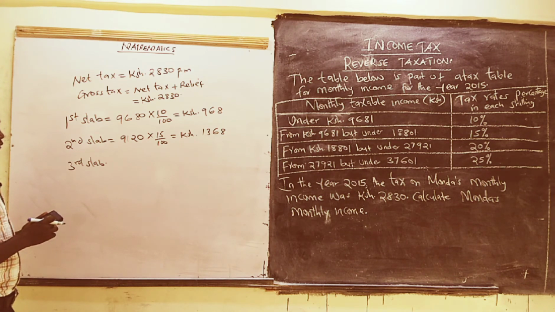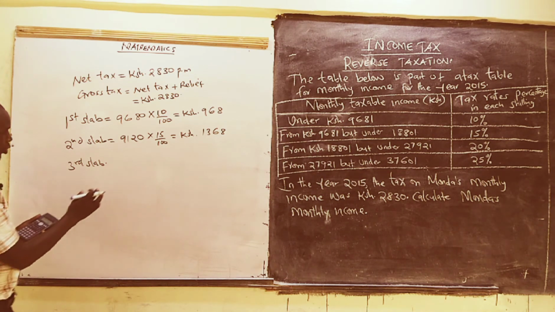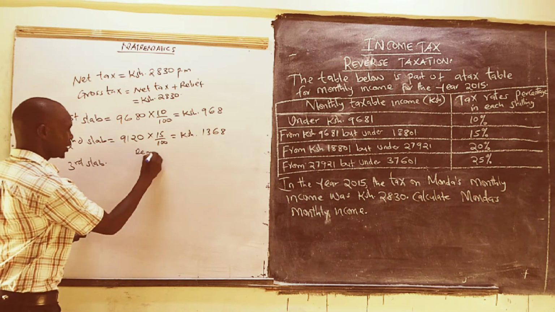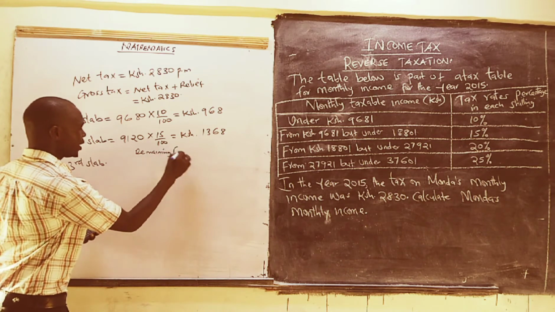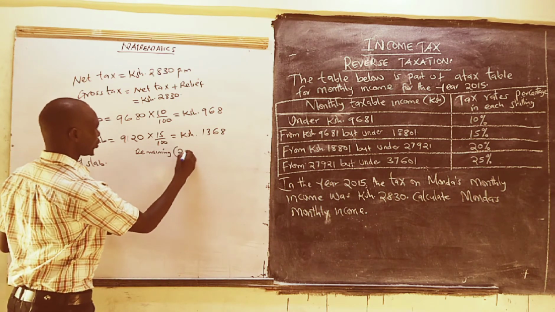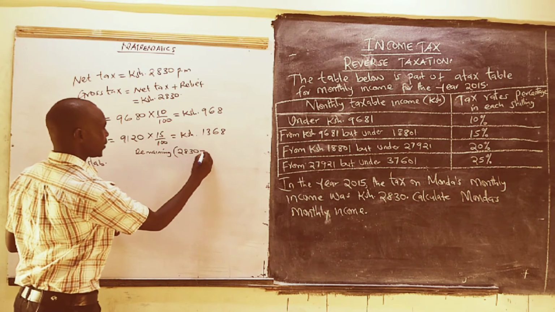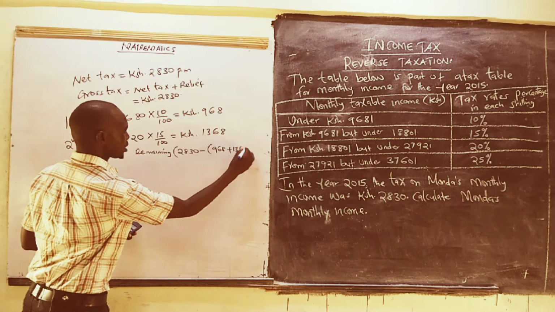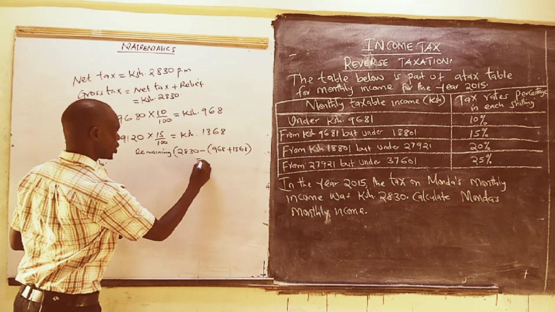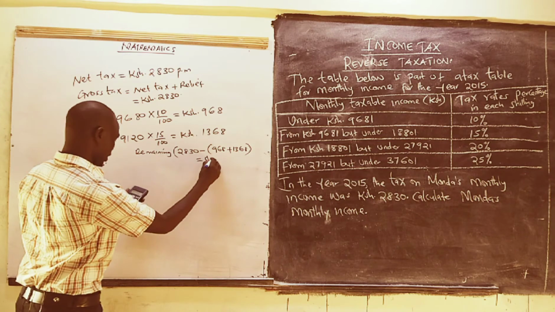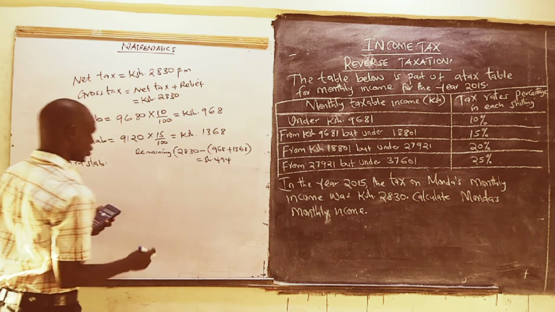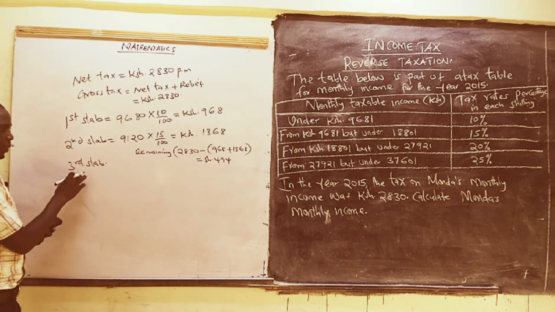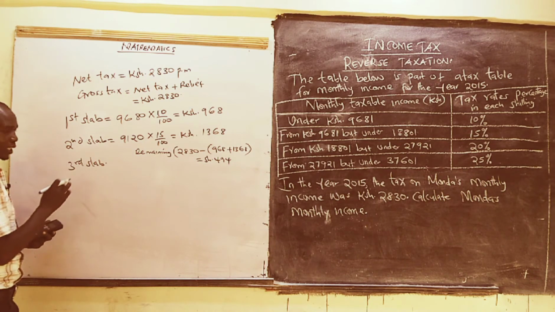494 is the amount of tax that is remaining, but we do not know the amount that was taxed. So we can calculate the remaining here. And the remaining is equal to 2830 minus the sum of 968 plus 1368, and this one gives us shillings 494. So this is the amount of tax that we expect in the third slab, but we do not know the amount of money that was taxed.